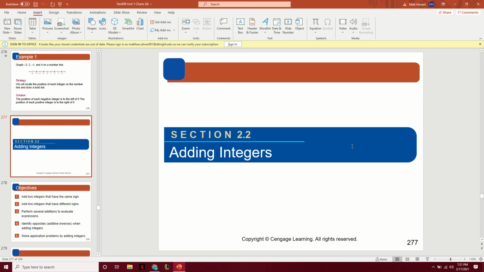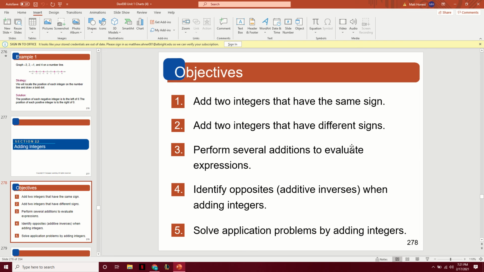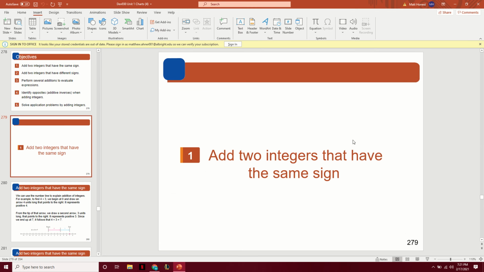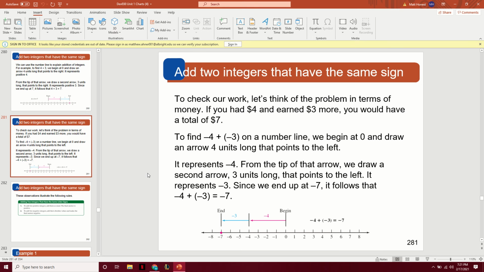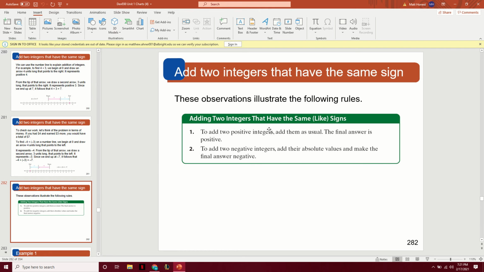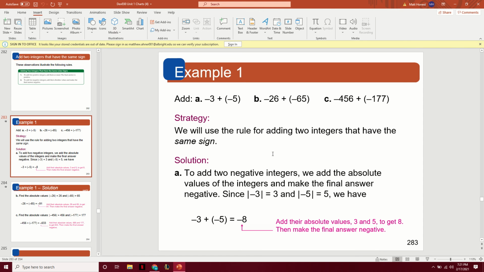So the next thing we'll talk about is adding integers. We're going to have a couple of different operations here. We're going to talk about using the different operations when it comes to integers, because it's going to act a little bit differently than just standard adding and subtracting. So if we're adding two integers that have the same sign, we're just going to add them up like we normally would, and then we give them the sign that they had at the end. So to add two positive integers, add them like you normally would, and then your final answer is just going to be positive. To add two negative integers, add just the numbers and then make them negative at the end.